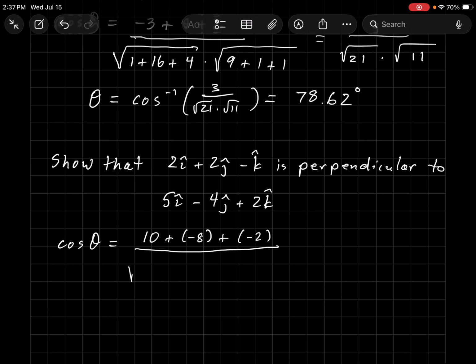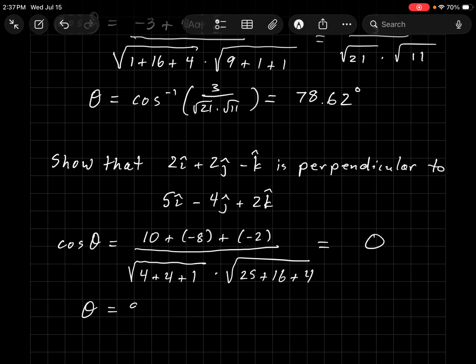Now, I don't really need to put the magnitudes to do this problem, but I'll finish it off. So I have the square root of 4 plus 4 plus 1 times the other magnitude, the square root of 25 plus 16 plus 4. But the important part is that we get the cosine of theta equals 0, which means theta equals 90 degrees, which means the two vectors are perpendicular.